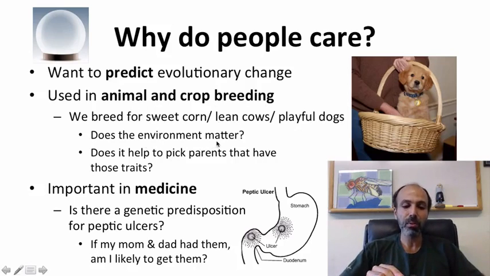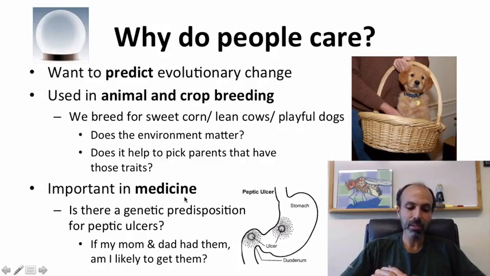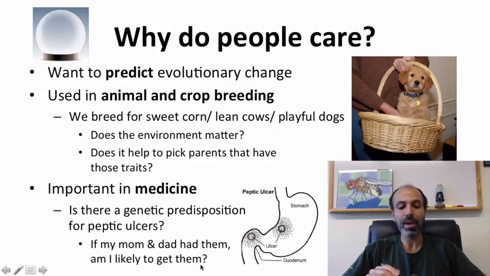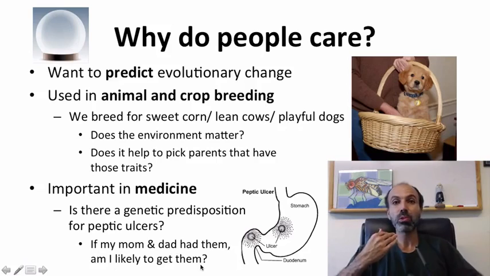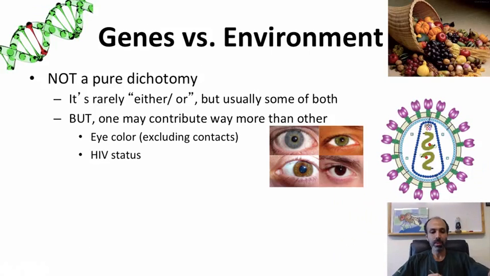You want to know if the environment matters, and you want to know if it helps to pick parents that have particular traits. This is also very important in the context of medicine. Let's say, for example, you're a doctor and somebody comes to you and says, if my mom and dad had peptic ulcers, am I likely to get them? Basically, is there some sort of genetic predisposition to peptic ulcers? You want to be able to have an answer to these things, and this is where this kind of work is very useful. So let me emphasize again, this is not a pure dichotomy.